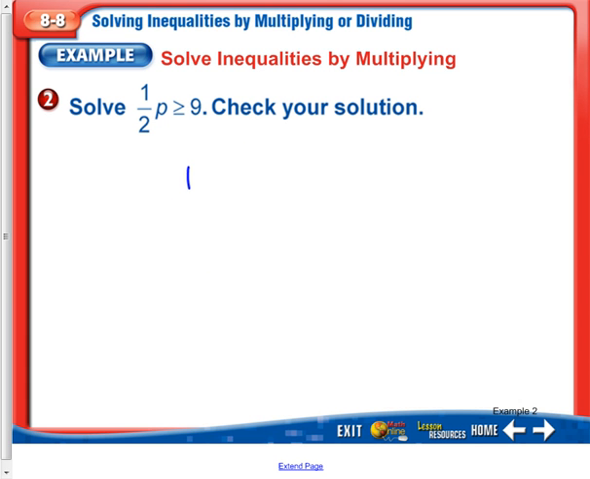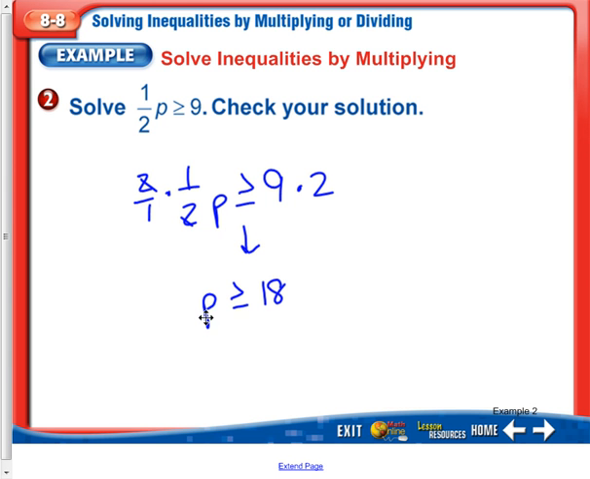So here we have 1/2 times p is greater than or equal to 9. So to get rid of this 1/2, we're going to multiply by 2 over 1. Now we are multiplying by a positive 2, so the inequality will stay the same. The 2's will cancel. I'm left with p is greater than or equal to 18. So as long as p is greater than or equal to 18, the inequality remains true, and we did nothing to the symbol because we had positive numbers.